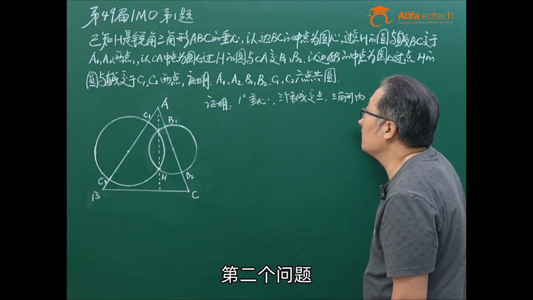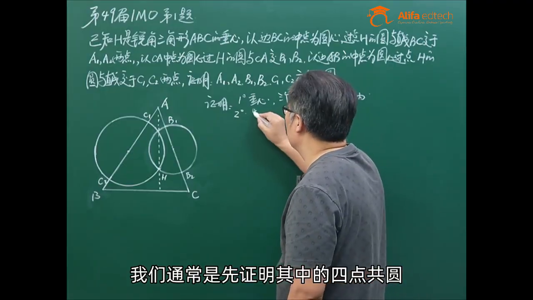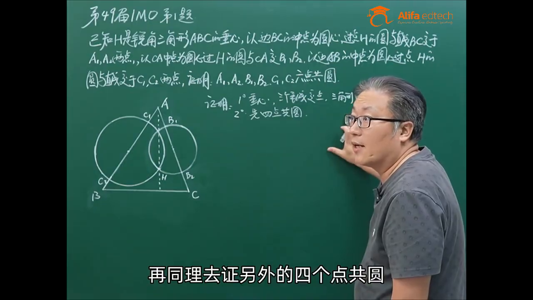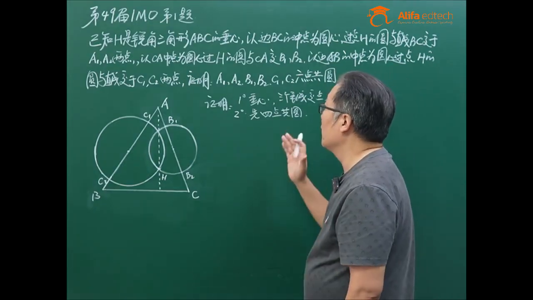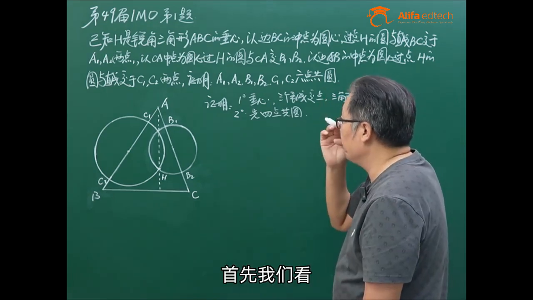The problem is about proving 6 points are concyclic, with a usual initial focus on proving 4 points are concyclic. In the same way, the other 4 points are concyclic, and finally it is proved that the 6 points are concyclic. With these 2 points clear, we can do this problem.